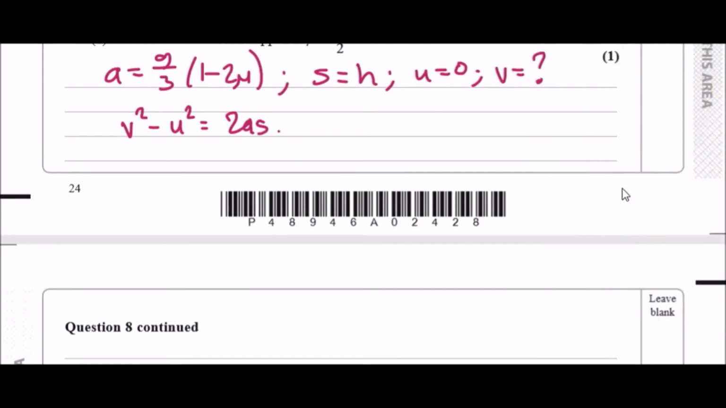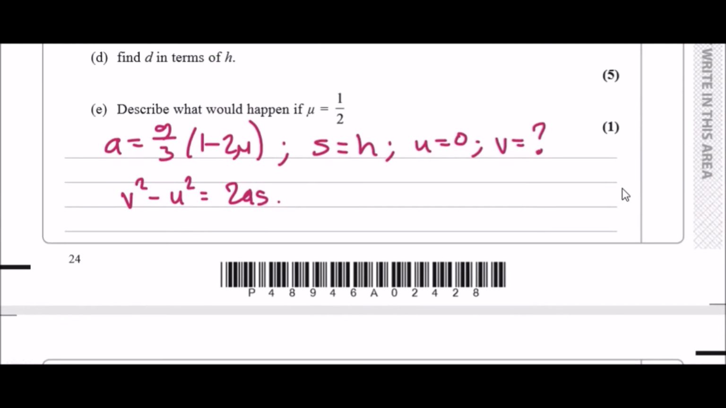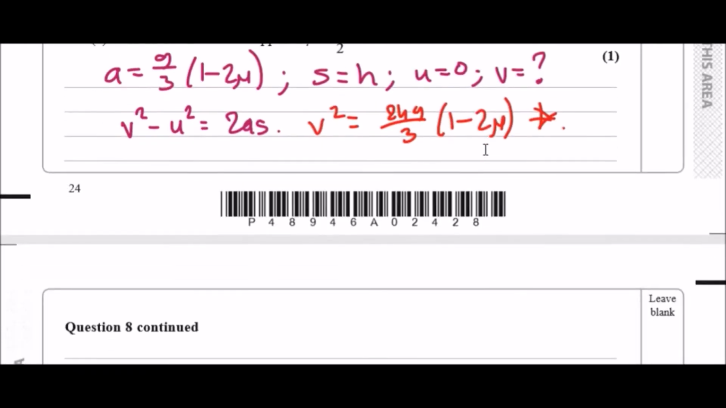Okay, so what do we have? So we can say straight away that plugging everything in, we can have V squared equals, and then plus U squared across, we're going to have 0 squared, that cancels out. So 2AS will just be 2 times g over 3 times S. So 2 times h, and then we have 2hg over 3, 1 minus 2 mu. I think that's it. Oh yeah, and then to find V, just square root that. So V equals the square root of, well, all of this. Yep, looks good to me.